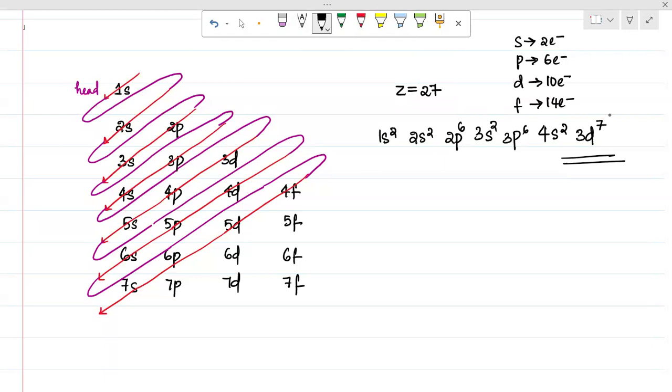But let's say you're given a very big atomic number like Z is equal to 80. What will you do? It will take a lot of time to draw this and then write it. So what are we going to do? We are going to tabulate it and you have to learn it so that you can quickly write the electronic configuration of any element which is given to you. So I'll explain how that is done.